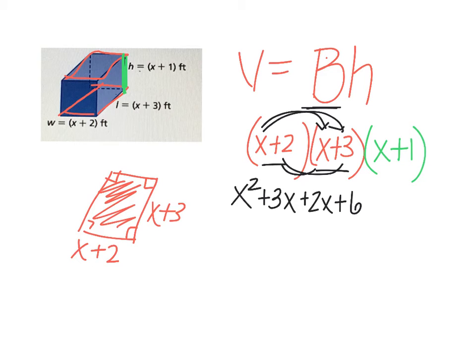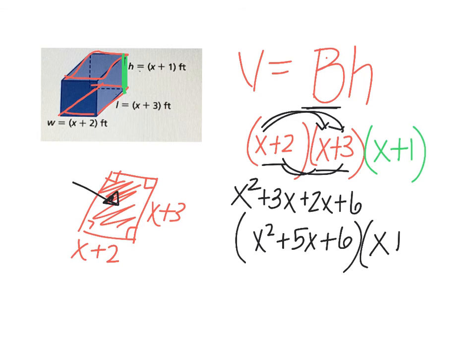I like to combine stuff right away. So I get x squared plus 5x plus 6. So that's just the area of this pink rectangle right here, or the base. Now I need to multiply it by the height, x plus 1.